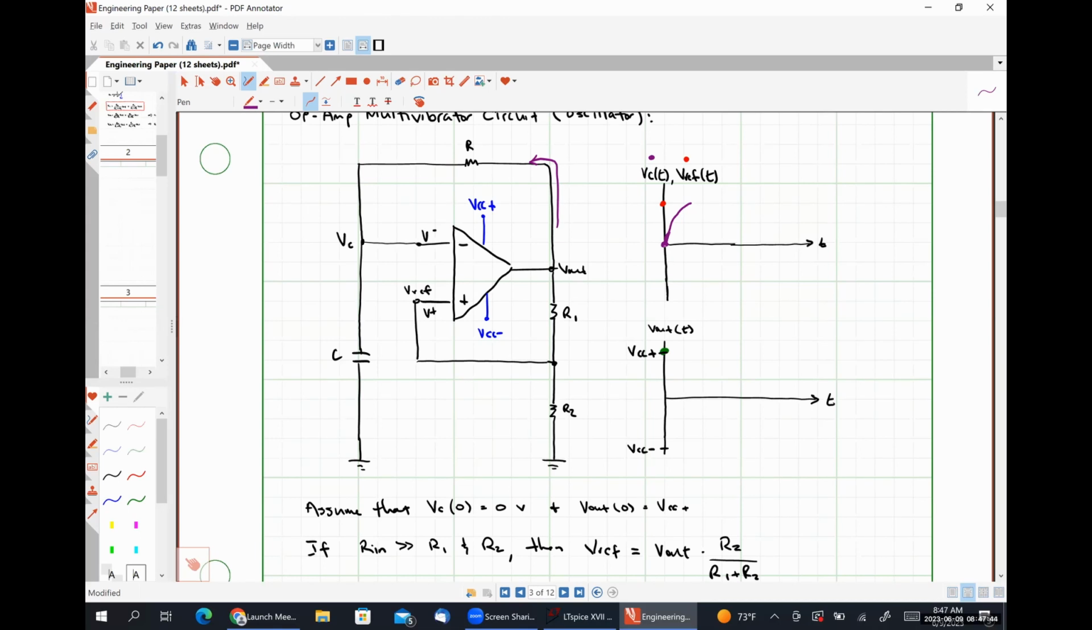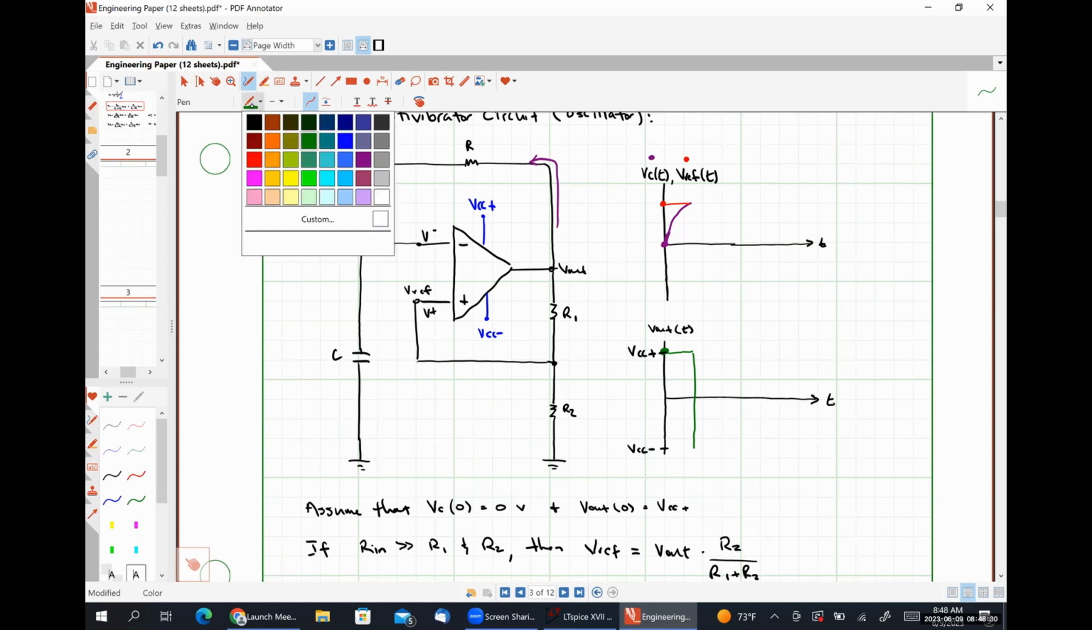Now, once our capacitor voltage hits what our reference voltage is, we will find that our output voltage is going to swing to VCC minus, right? So our reference voltage is going to be positive and stay positive until the capacitor voltage meets it. And we are going to see that our output voltage stays positive until, once again, that capacitor voltage meets the reference voltage, at which point our output voltage changes states. So it's going to swing to negative.